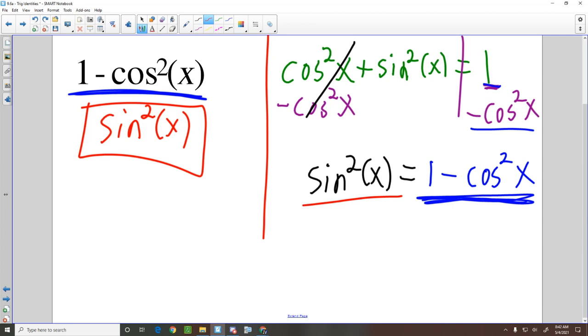So that's still using that same Pythagorean identity. I just had to rearrange some terms. So you are allowed to rearrange those identities to make it match up with whatever you're using.